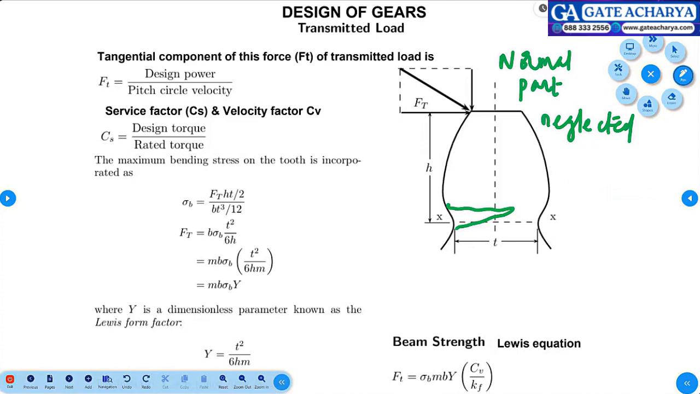What is the maximum bending stress that appears on the tooth? So take up this Ft load divided by area. When this load is going to act like this, your area of concern will be like this. One will be H. This is the area of cross section, H into T.